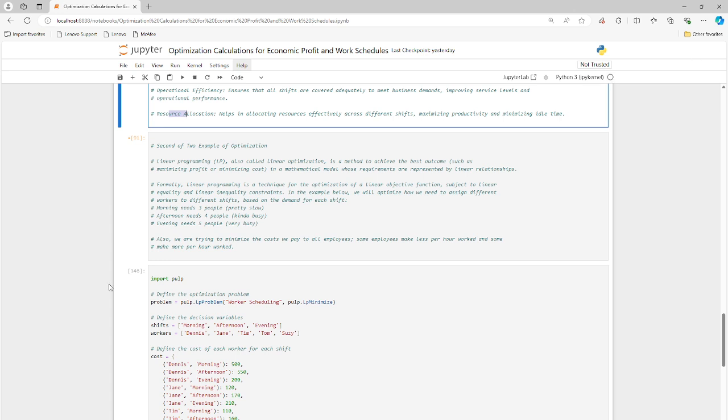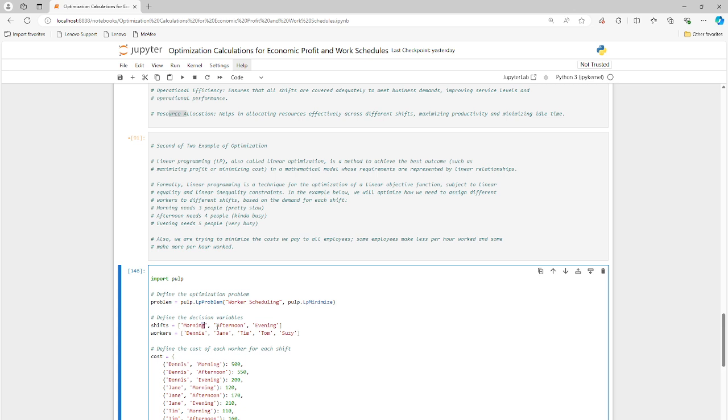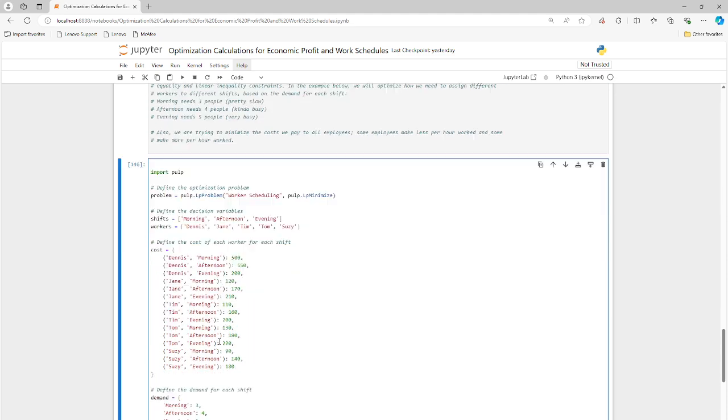So we have different shifts, morning, afternoon, evening, and different workers. We have 5 in this case, and this can be anything, right? This would be relevant to your specific grocery store or warehouse or retail outlet. I'm trying to make these examples as generic as possible. The last one was kind of based on a grocery store. This one is actually still based on a grocery store, but it could be anything, right? Use your imagination, and you would just plug in your shifts, your workers, and so on and so forth, right?